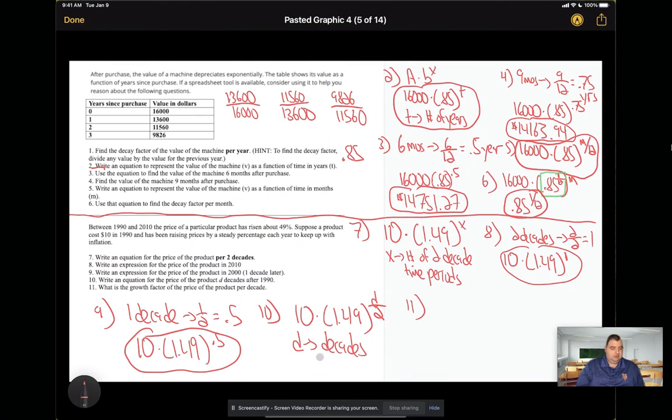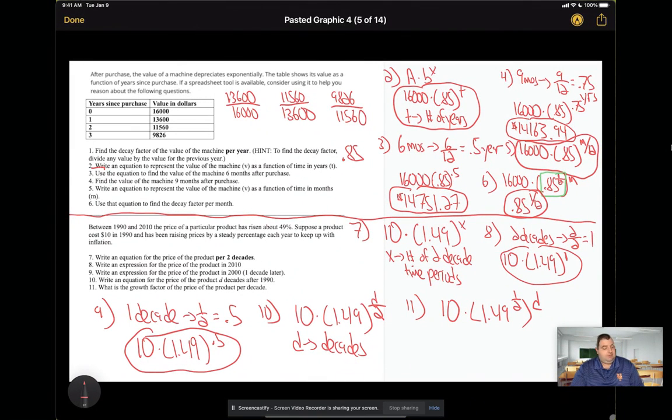Number 11, what is the growth factor of the price of the product per decade? Again, I'm going to play the same game I did up here. So up here I took m over 12 and I broke that down into 1/12 times m. Down here, I'm going to take d over 2 and I'm going to break that down into a half times d, because 1/2 times d is equal to d over 2.